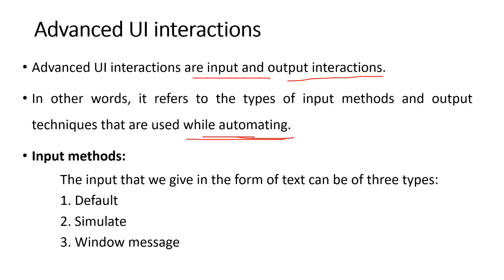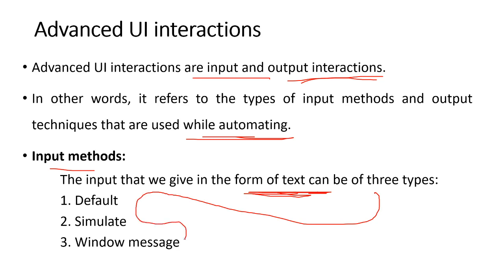Then finally we shall see how we can deal with the input and output techniques while automating the task. I mean, make it simple. Which are the input methods that are available in RPA technology, and output methods that are available in the RPA technology. So first we shall go ahead with the input methods. Input usually will be given in the form of a text, and it can be given in 3 ways. One is the default way, one is the simulate way, and the window message way. We shall see practically how we can provide text as an input in the default way, simulate way, and window message in the next class.